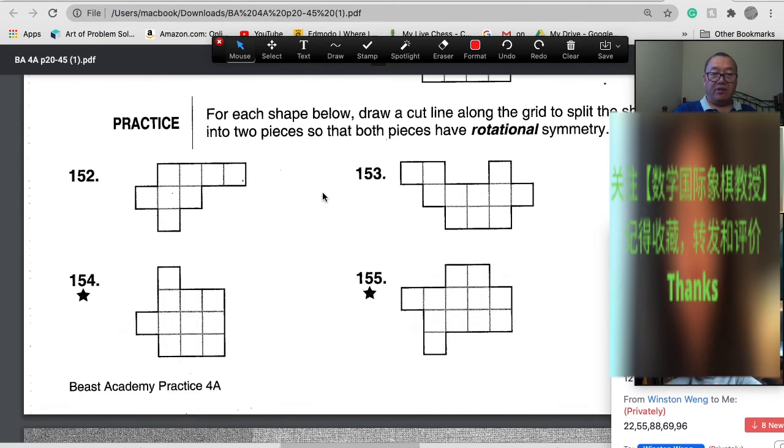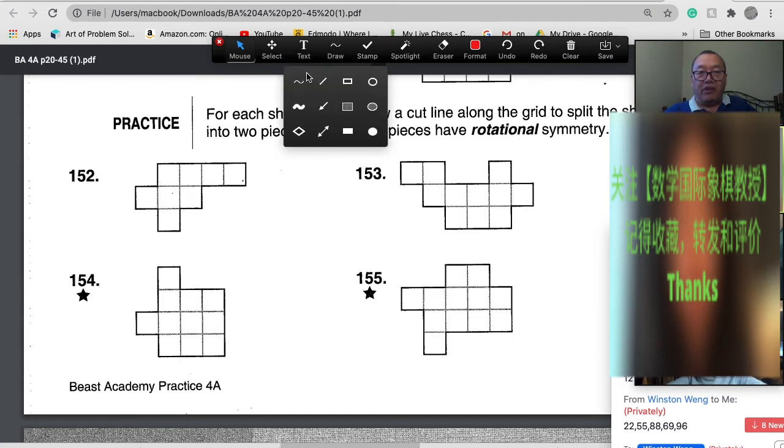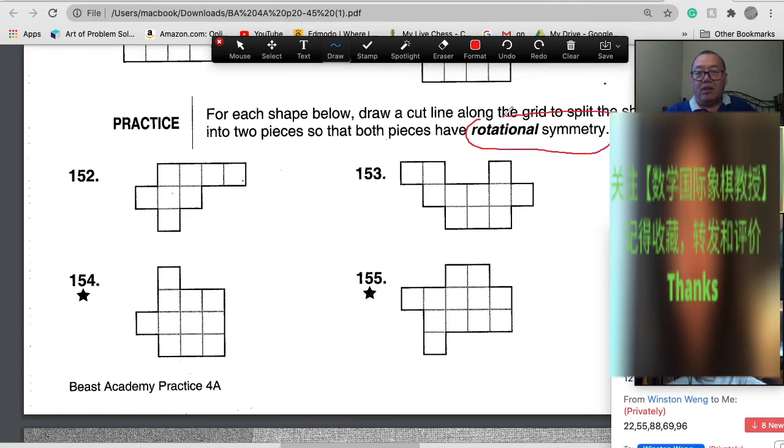Now let's see next, 100. This one, for each shape below, draw a cut line along the grid to separate the shape into two pieces so that both pieces have rotational symmetry. Okay, be careful. This one is the rotational symmetry. It still asks you to draw a line, separate these into two pieces, and make both pieces rotational symmetry. How to do this? Now let me give this one to Oliver, this one to Audrey, this one to Samuel, this one to Kimberly.